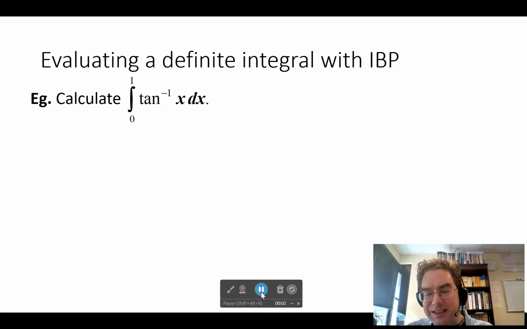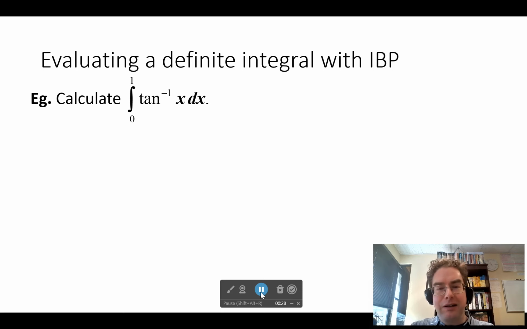Hey, calculus students. Welcome to this extra example video on evaluating a definite integral with integration by parts. We already did one indefinite integral in class, but I thought it would be great to show you another one. So we're going to be evaluating the integral from 0 to 1 of arctangent x dx.